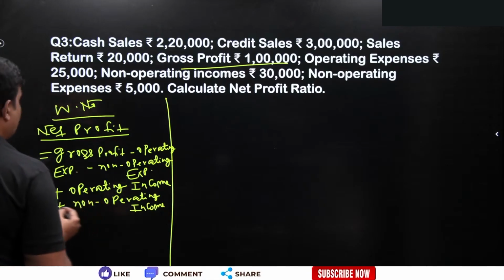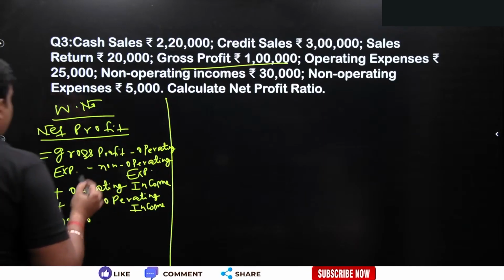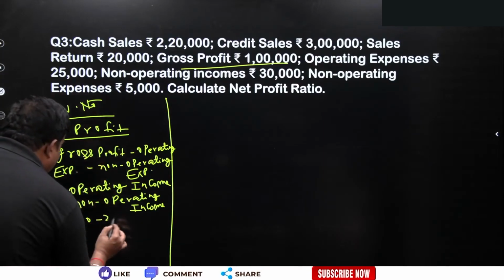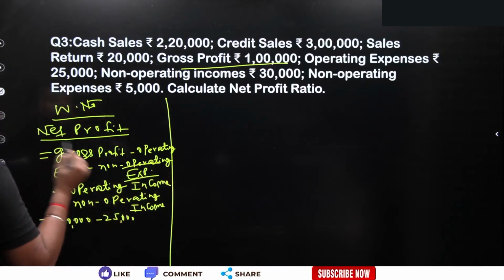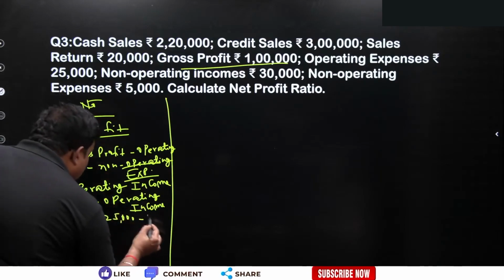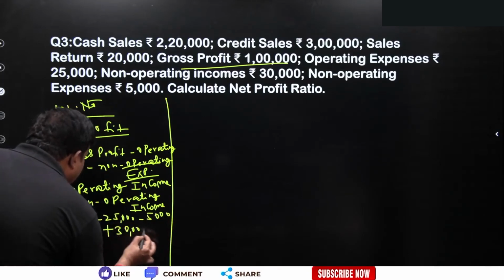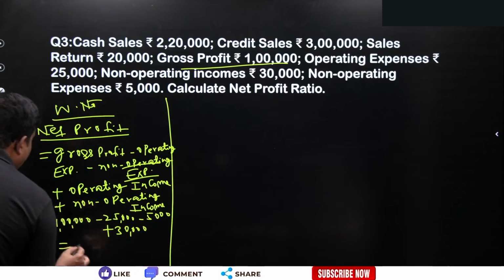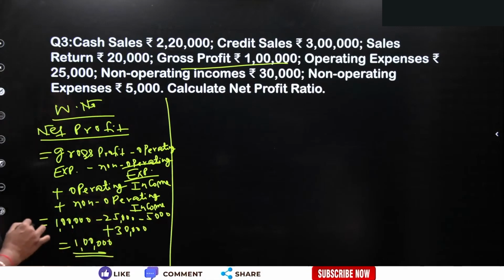In this question, we have a gross profit of 1 lakh. We just need to put it in the formula. Operating expenses of 25,000 need to be subtracted. Non-operating income of 30,000 and non-operating expenses of 5,000. So 5,000 on account of non-operating expenses and 30,000 on account of non-operating income. So basically the final value of net profit is 1 lakh only. Gross profit and net profit are similar because a similar amount is being added and subtracted.